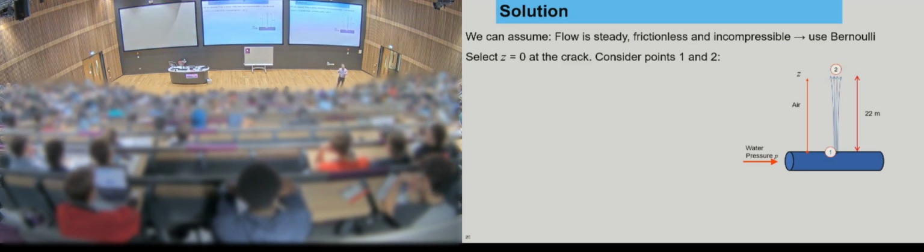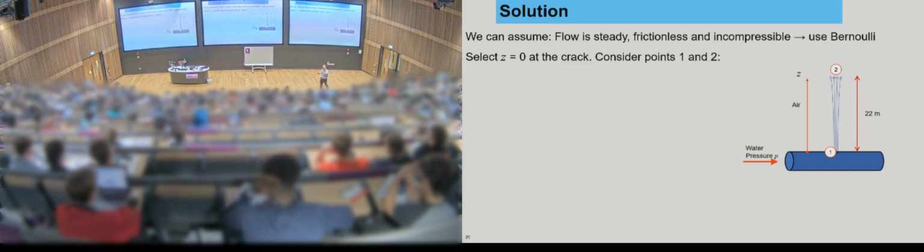So let's start to set up the problem. We're going to say that our Z location, because we're going to have to consider the height here, Z is equal to 0 at the point where the pipe bursts. That's point 1. And we're going to consider flow between point 1 and 2.